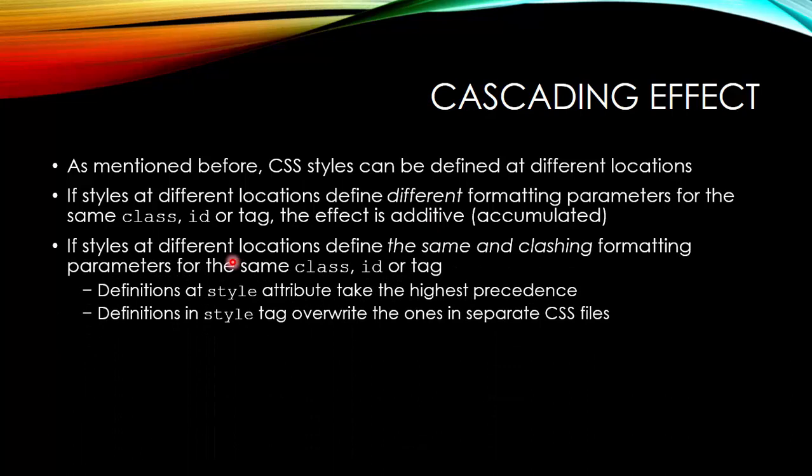But if the styles at different locations define the same and clashing formatting, the effective formatting is the one given at the style attribute, because this is closest to the tag or the element that we want to format. So it has the highest precedence. The second precedence is the style tag in the HTML file, which will override whatever formatting we put in CSS files.